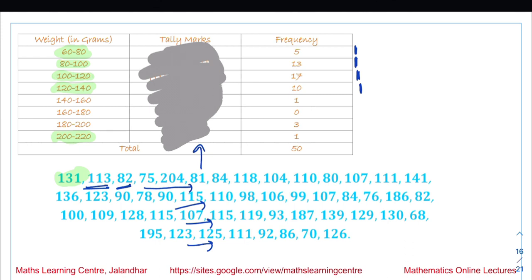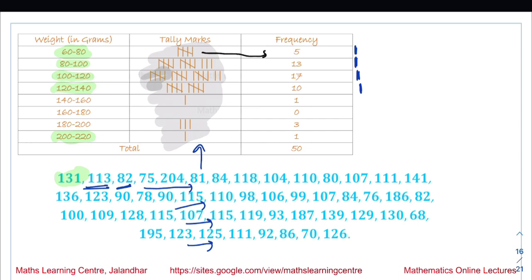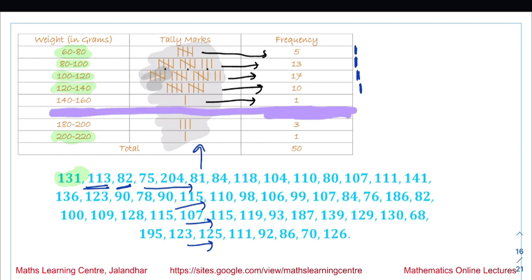Now we have to write the frequency over here. So the frequency is 5, then 5 plus 5 plus 3, 13, then 5, 5, 5, 15, 17, then 5 plus 5, it is 10, this is 1. Now in this case, what we are getting is that for 160 to 180, there is no value. So the frequency we will write over here will be 0. Between 160 to 180, there is no value, we are not having any tally mark over here, so this frequency is 0.